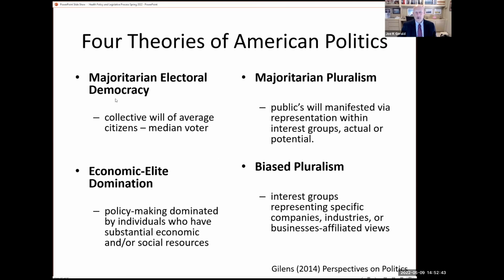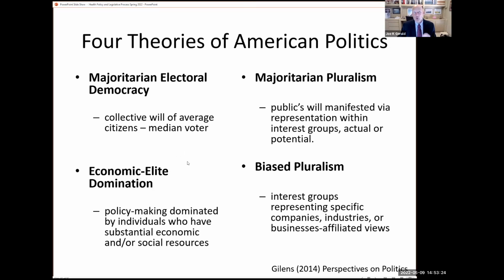And so one theory is majoritarian electoral democracy. This theory basically says that average voters make a difference in elections. And what elected officials want to do is pursue a policy agenda that's very close to the median voter. They don't want to get too far to one extreme or the other, because if they do, they make more people unhappy than they make happy. And so they're looking for this sweet Goldilocks spot somewhere around the median voter. And most of their votes are going to fall in line with public opinion. That's what majoritarian electoral democracy will say.